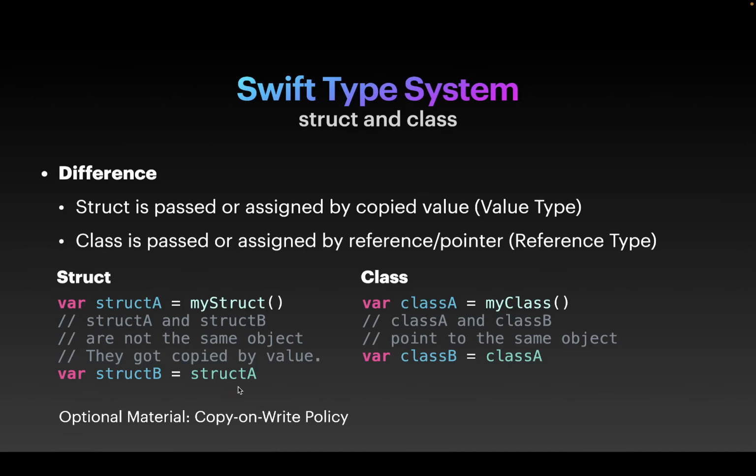There's another optional material for this week, which is the copy on write policy. So why does that kind of policy exist? As I mentioned before, a struct is assigned or passed by copies. In that sense, there are going to be lots of copies in Swift code, right? And it creates an inefficiency, because things just get copied again, right? So Swift has a policy named copy on write to try to minimize that cost.